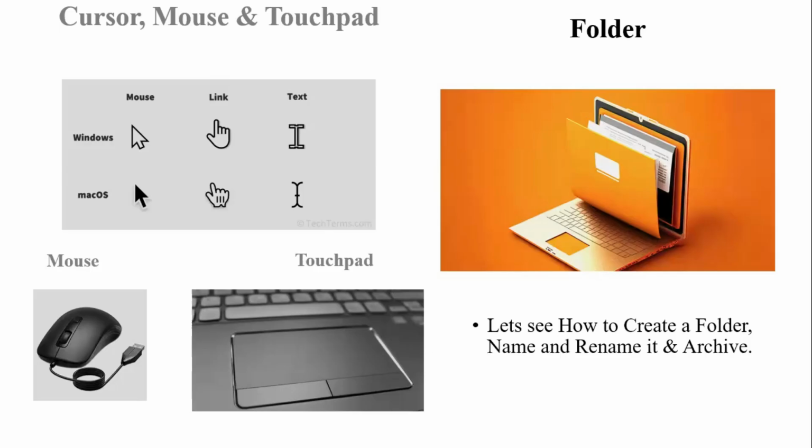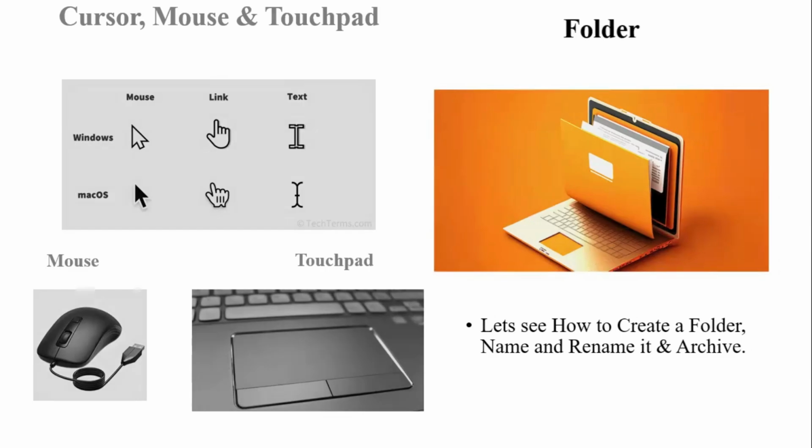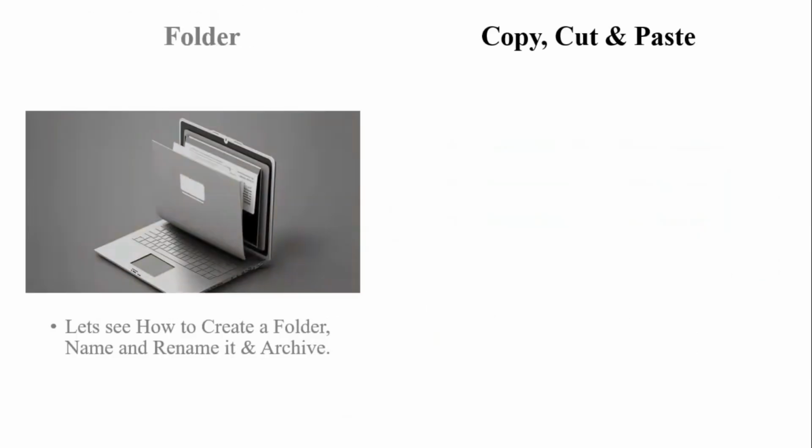So we stop at a folder. We have seen how to create a folder, how to rename it, how to name it, and also how to archive. That's how to arrange your files inside the folder. So now we'll move to copy, cut, and paste. These are three things that we use in the computer when we want to make duplicates and when we want to remove a file permanently from its place.